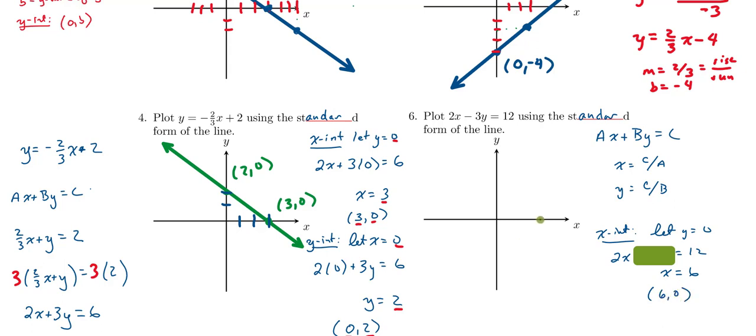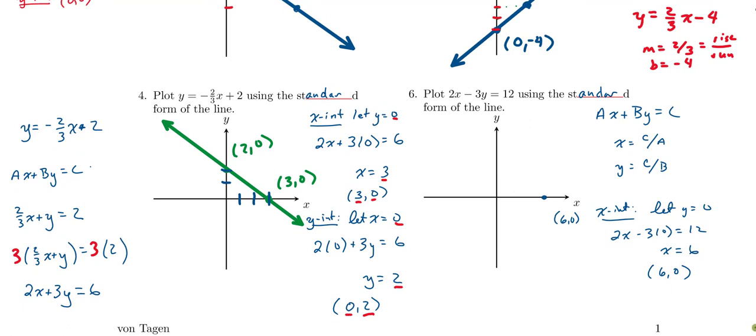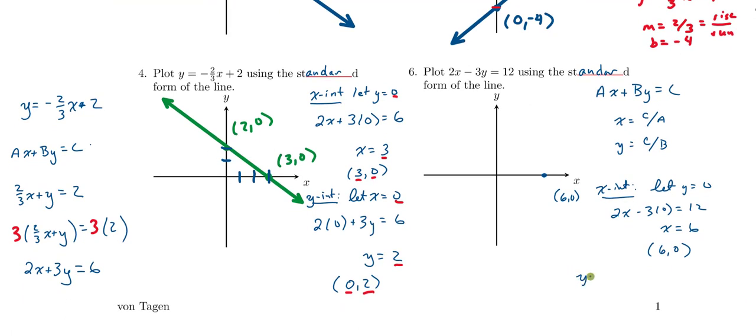So I can go ahead and plot that x-intercept now. Let's go ahead and just do so. There's the ordered pair 6, 0. And now let's go ahead and find the y-intercept. So to find the y-intercept, we're going to go ahead and let x equals 0. And so if we solve for y, we'd have 2 times 0 minus 3y needs to equal 12. Using that cover-up technique, we find that y is equal to minus 4.